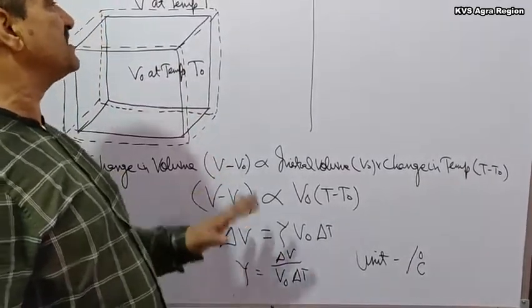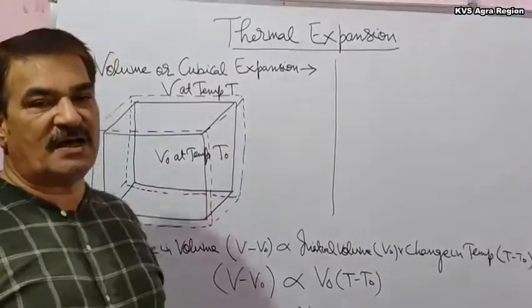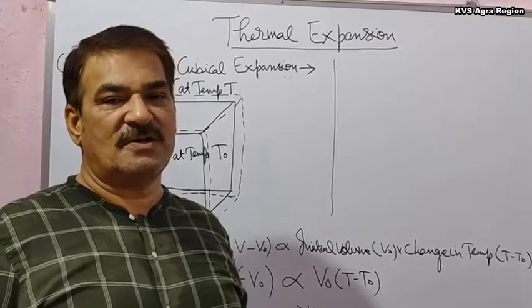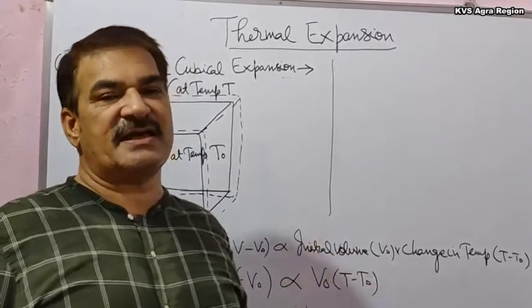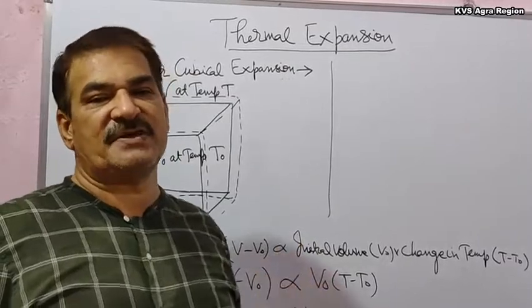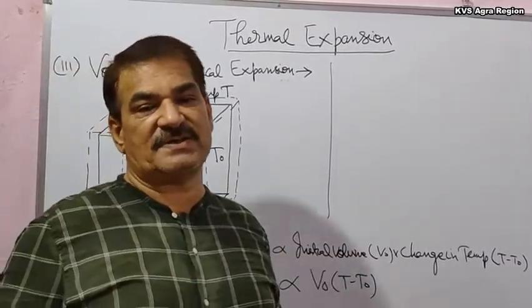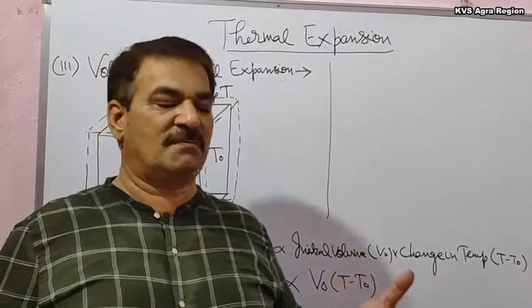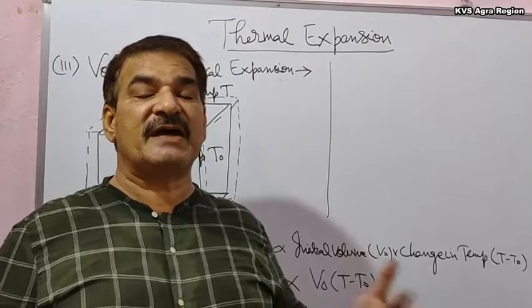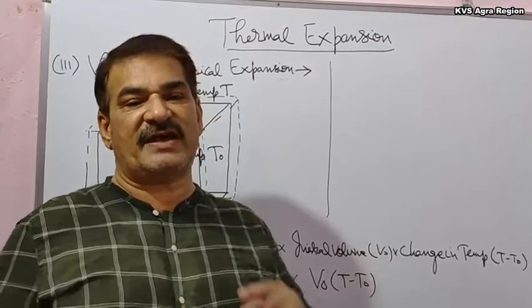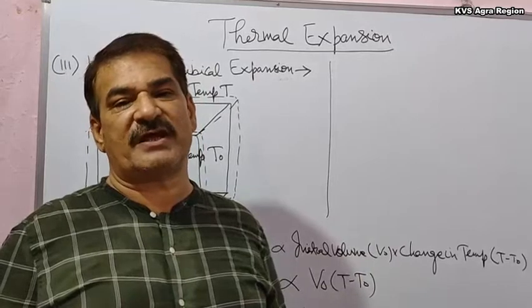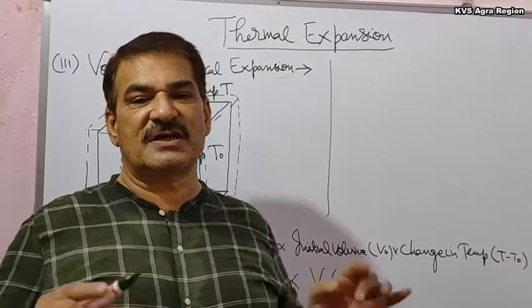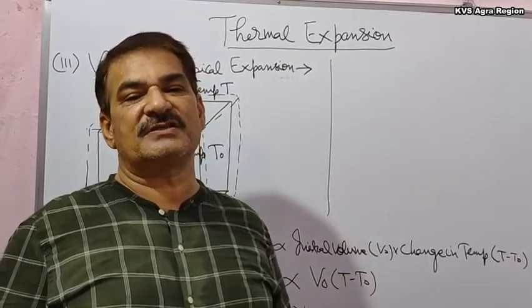So this is all about the three dimensions that can be in solids. When there is only length, there will be linear expansion. When there is area in a substance, it will have superficial or areal expansion. And when there is volume in an object, then there will be cubical or volume expansion. So this is about all three expansions in solids.